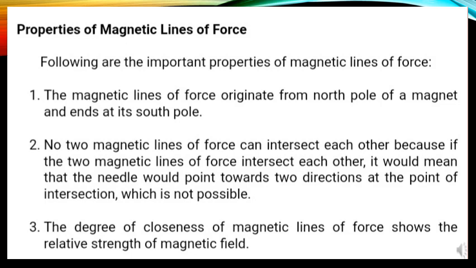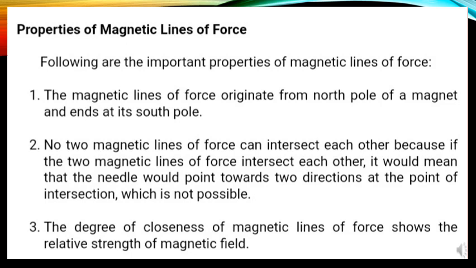If you have a doubt, how can you say that it is continuous? It means that inside the bar magnet also the lines of force exist. Inside the magnet the direction will be from south to north. Outside the magnet it is going to be from north to south. And it is a closed, continuous curve.